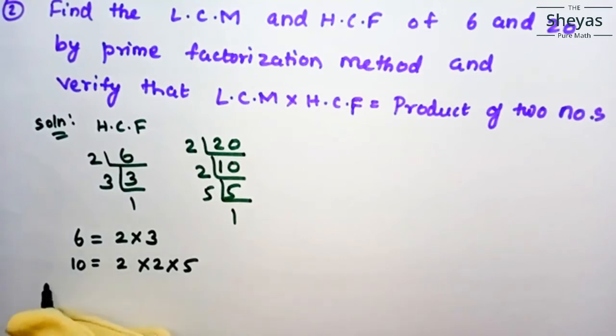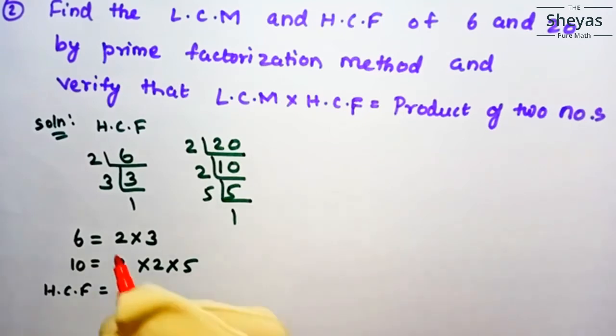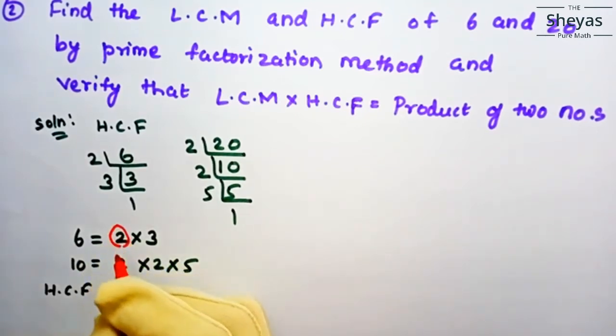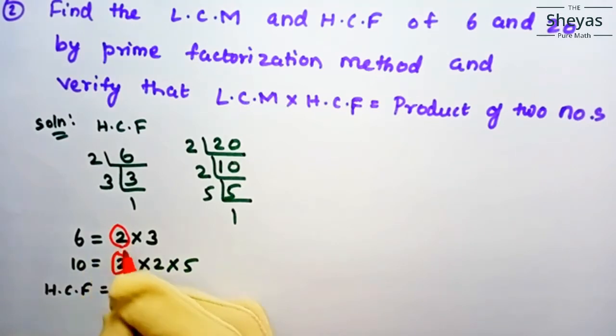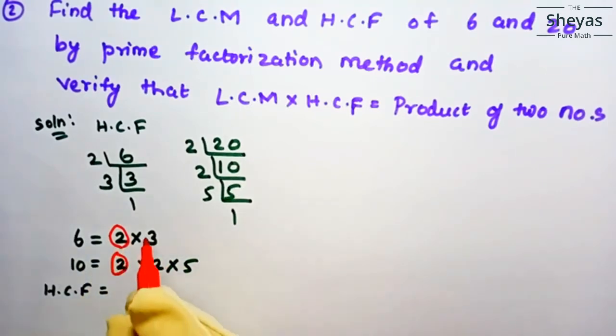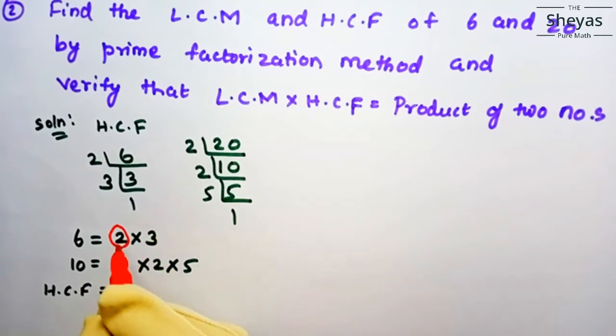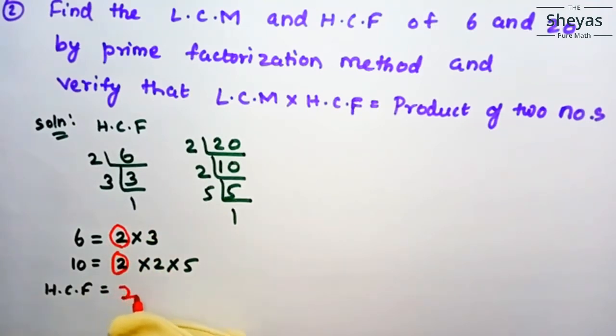Now I am going to find the HCF. So what are the common factors? 2 is a common factor and again 2 is a common factor here. We don't have 3 here and we don't have 5 here. So the only common factors are 2. So HCF is equal to 2. HCF of 6 and 20 is 2.